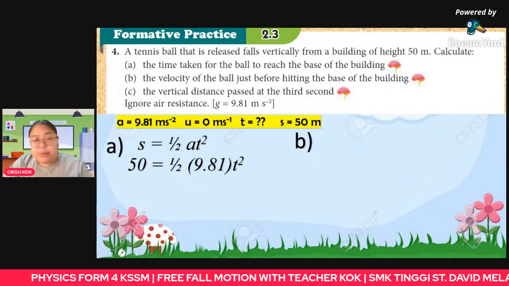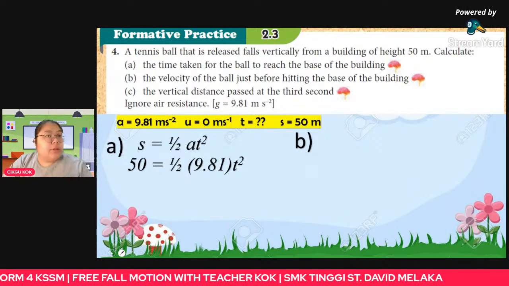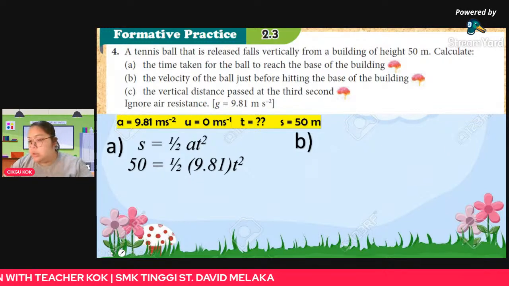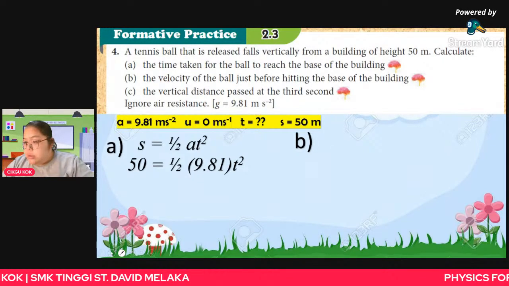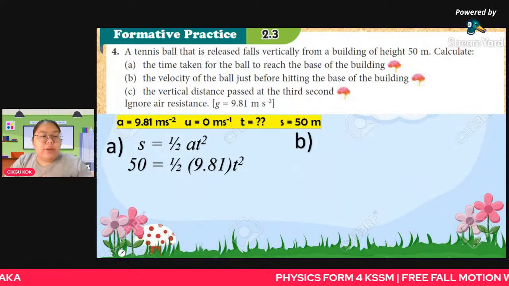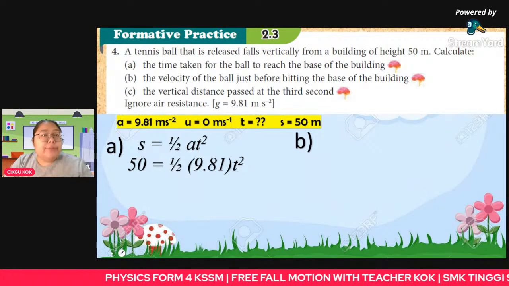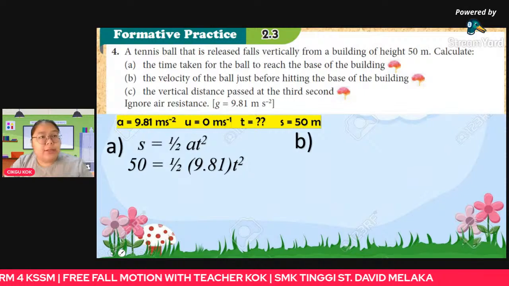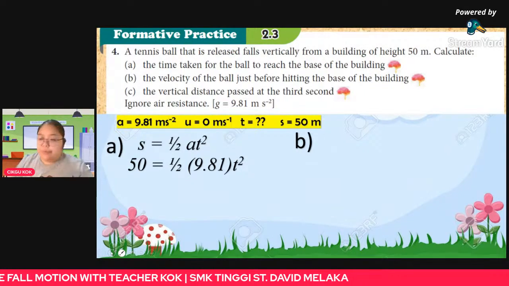Many of you disappeared here. Okay. Divesh? Siliang? Can you answer me this question? Time taken. Okay, 3.19 second. Okay, Siliang gives me 3.19.